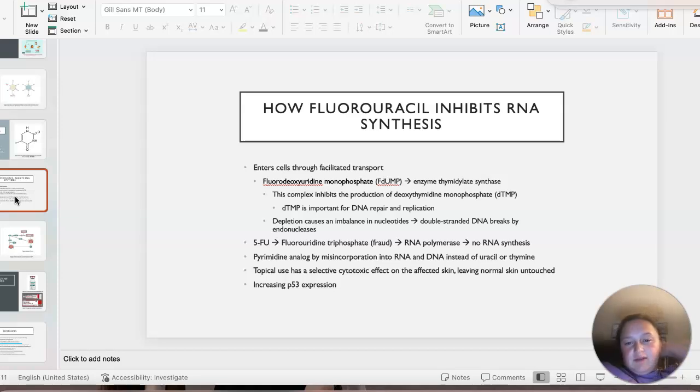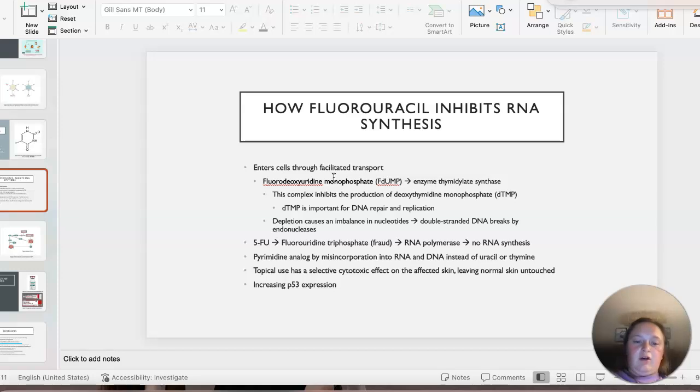The mechanism of action, or how it inhibits DNA synthesis, is that FdUMP binds to an enzyme, thymidylate synthase. This complex inhibits the production of dTMP, which is important for DNA repair and replication. A depletion of this molecule causes an imbalance within nucleotides, causing the double strand of DNA to break by the endonucleases, which are enzymes.